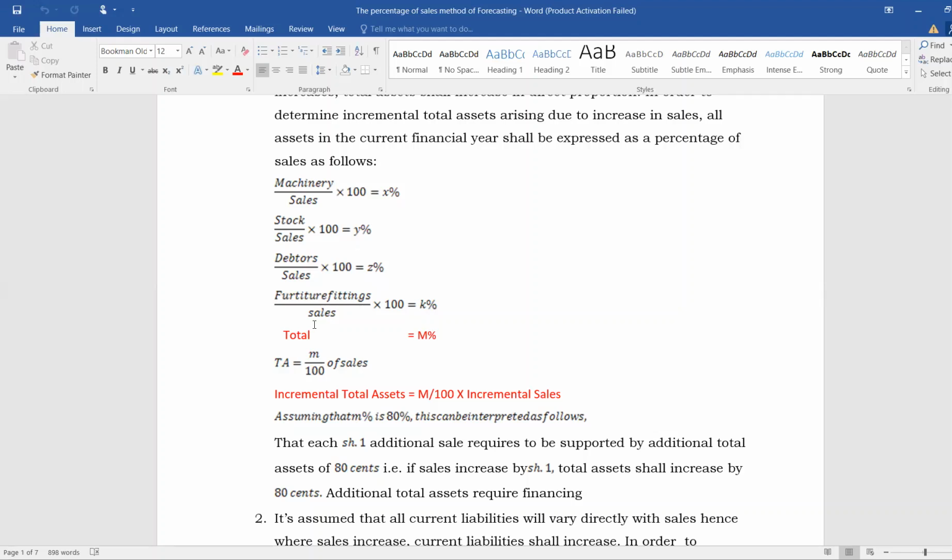Nafikiri tuko pamoja? Are you getting me loud and clear? Yes. Are you guys getting me loud and clear?